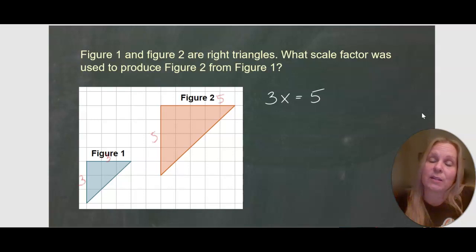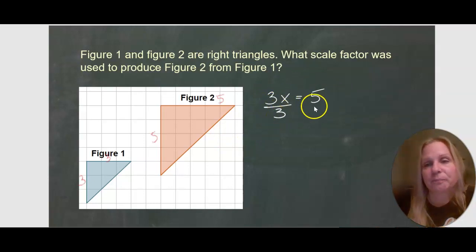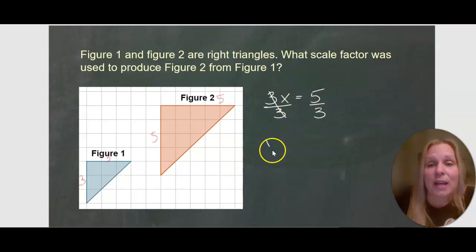If you think back to when we solved equations, we know it's not doubling, because if it was doubling, that would be 6. So it's more than 1 because it got bigger, but it's less than 2 because 3 times 2 would give us 6. So we have to figure out what that number in between is. In order to solve this, the x is being multiplied by 3, so we divide by 3. And that's how we leave our answer. X is equal to 5/3.